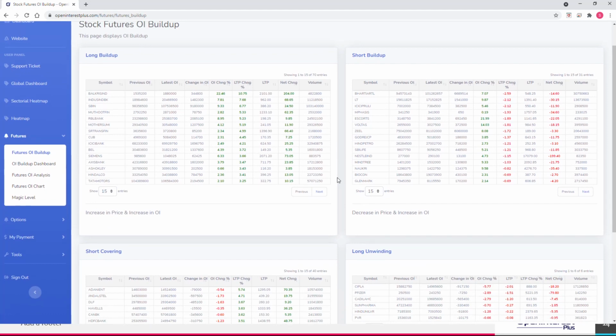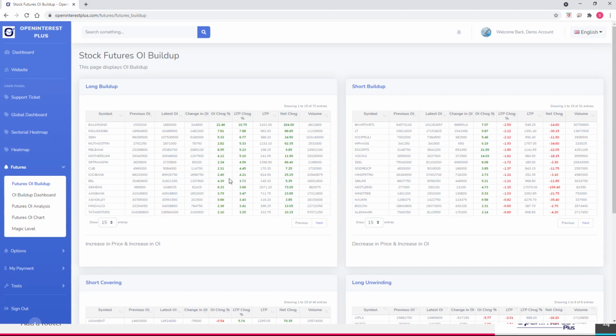But what is important is that when we look at a certain data aspect, we will have to supplement it with something else. For example, you would have your own trade setup. So you will have to look at that, and then make a decision. For example, let's say Balakrishna Industry and IndusInd Bank are featuring here, and if I decide that I want to take a long position here, what we'll have to do is go to the future OI analysis. So let me open this in a new tab.